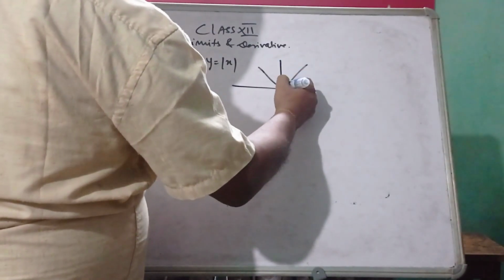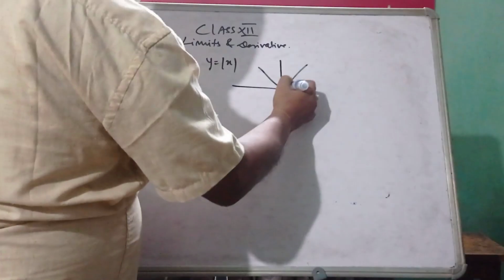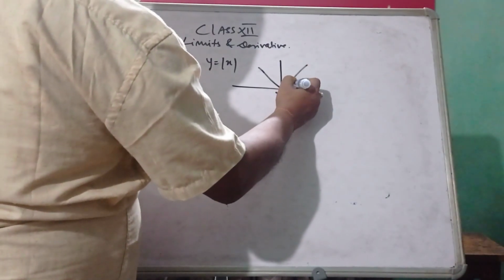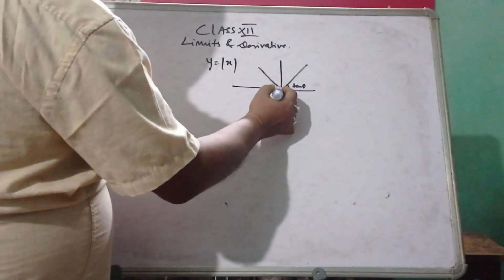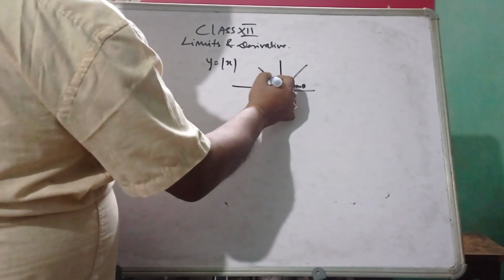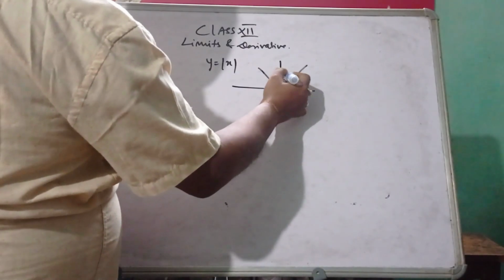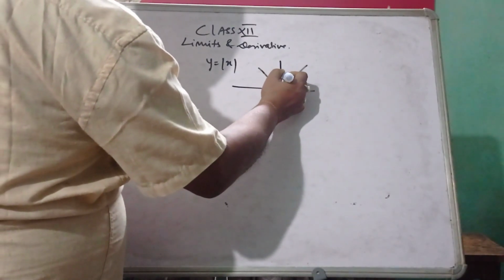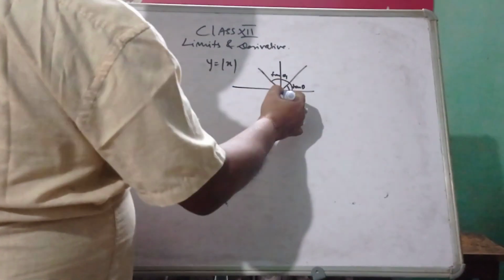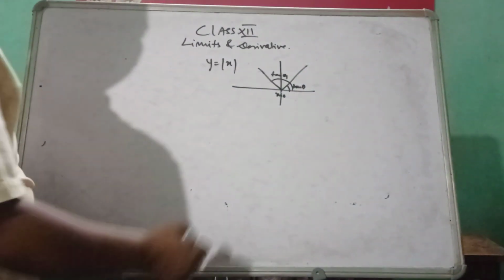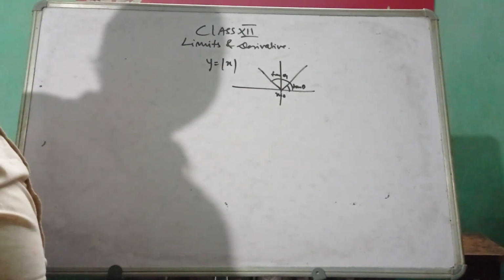the slope for greater than 0, your slope is this. The slope of the graph is this. This is your tan theta, and at less than 0, your slope is this. So your angle is this here. This is your tan theta 1. This is your slope, and for greater than 0, this is your slope. These slopes are different. So at x is equal to 0, it is not differentiable. It is a single case.